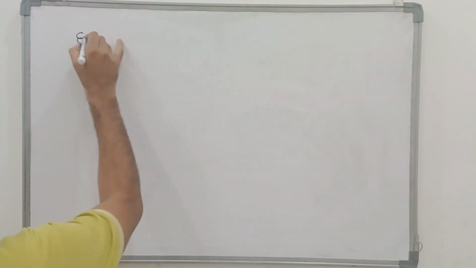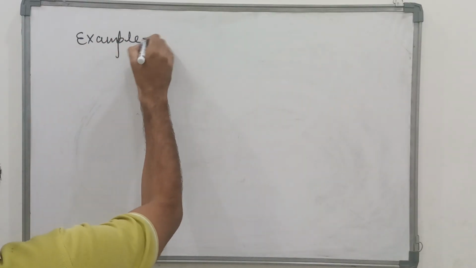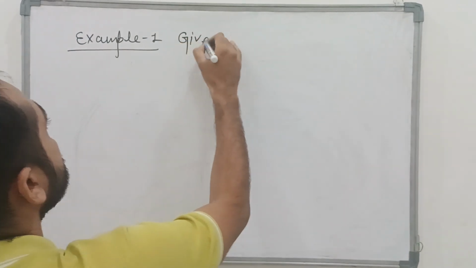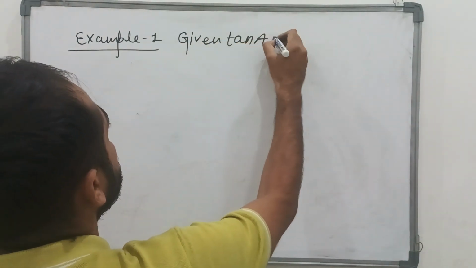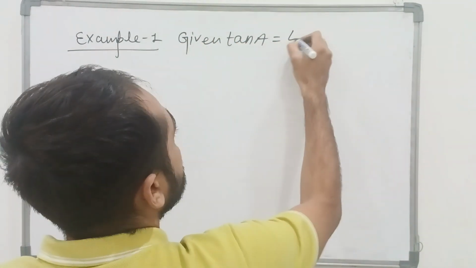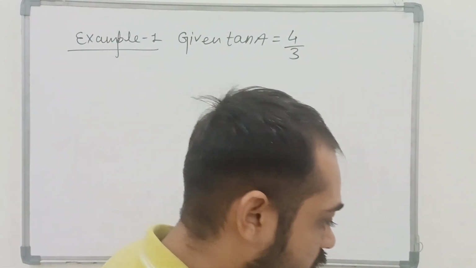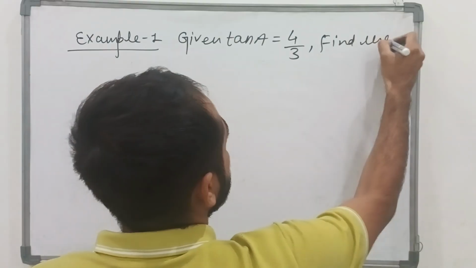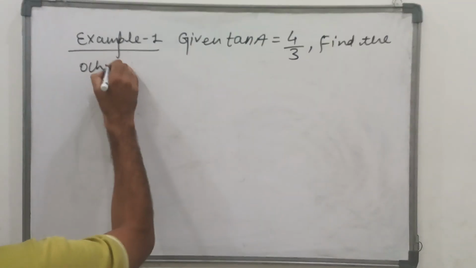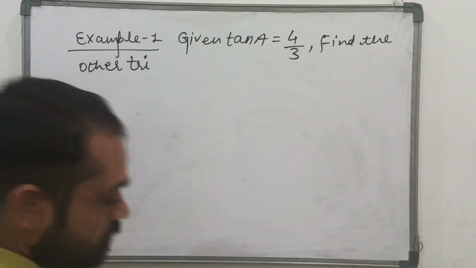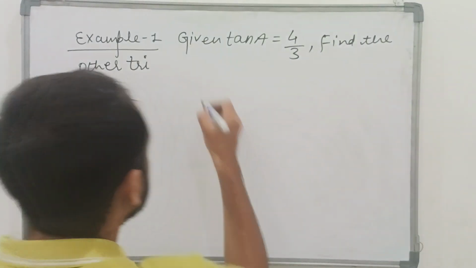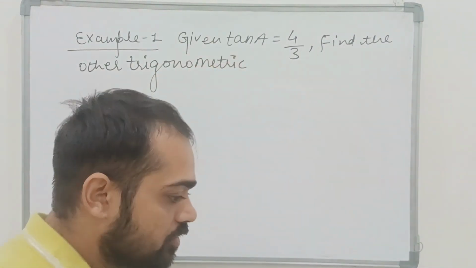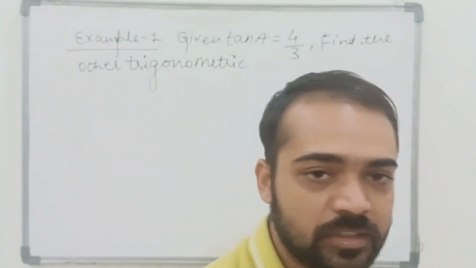Example number first. Given tan A is equal to 4/3. Now find the other trigonometric ratios. We have already discussed the trigonometry ratios, understood?